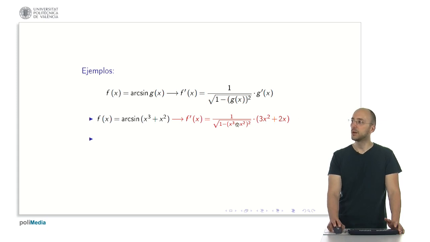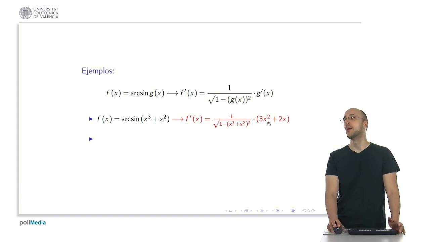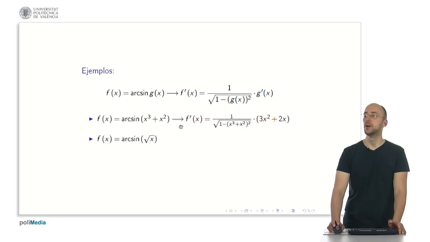I insist, this has nothing to do with the expression in the denominator. It is the derivative of the function within the parentheses. The derivative of that function is 3x squared. The exponent goes down and we subtract 1 from the 1 that was there, plus 2x, which is the derivative of x squared. Now, let's look at another example.